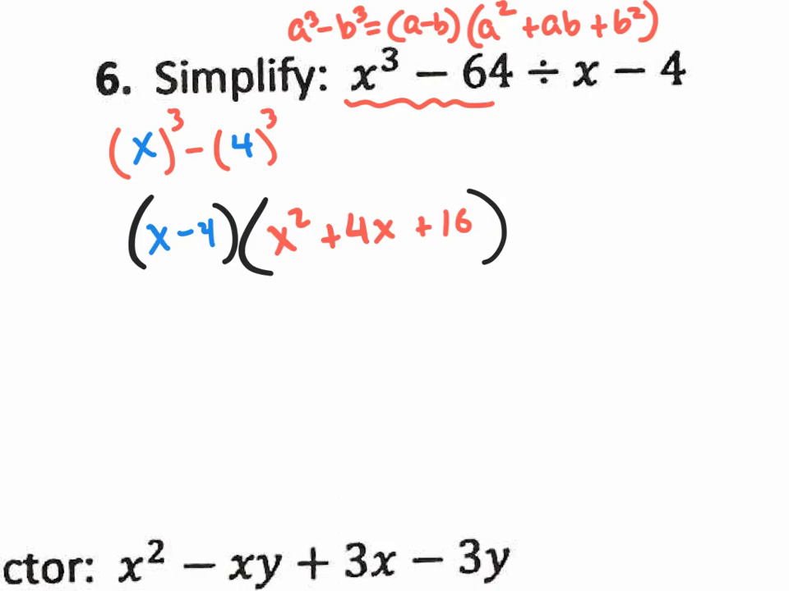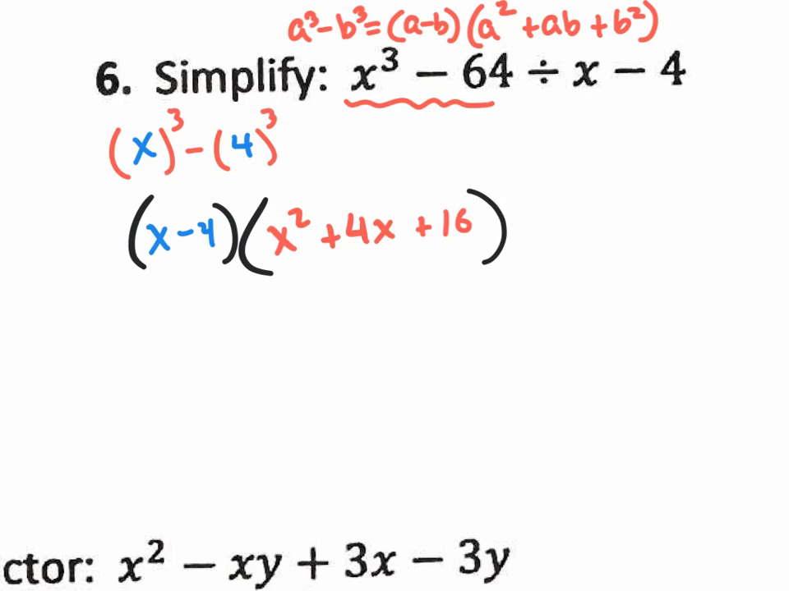So the a value is x, the b value is 4. So right here, where you have a squared, you really have an x squared. So that's how you get the x squared right there. And then a times b, that's x times 4. You just rearrange it: 4x. And of course, b squared, that's really 4 squared. That's 16. Anyway, we have factored it.